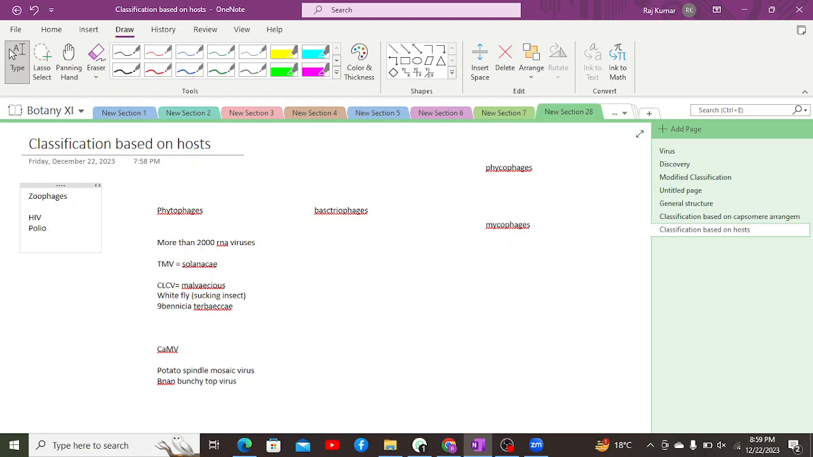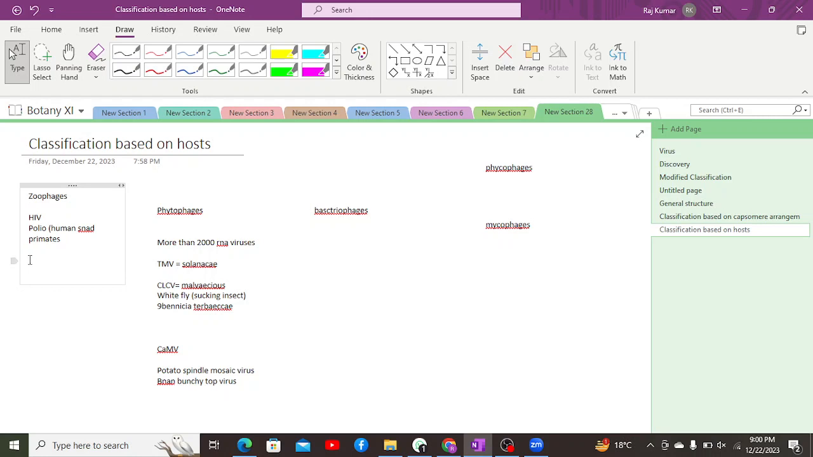Poliovirus, poliomyelitis, and that is basically common, and it can infect humans and primates. Primates are those animals which are having flexibly tamed tails.